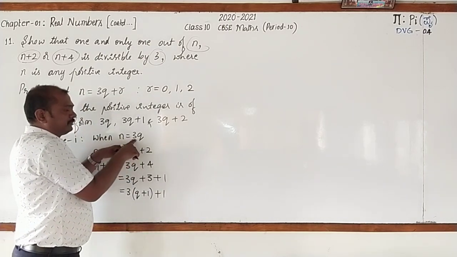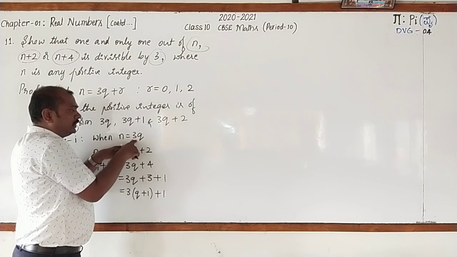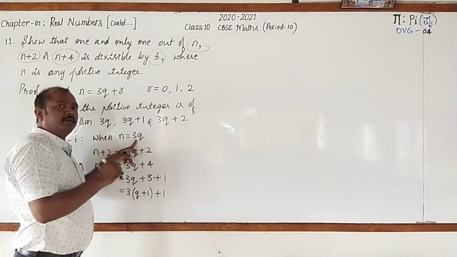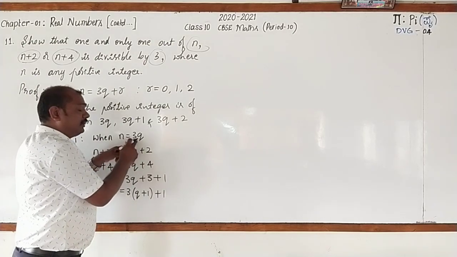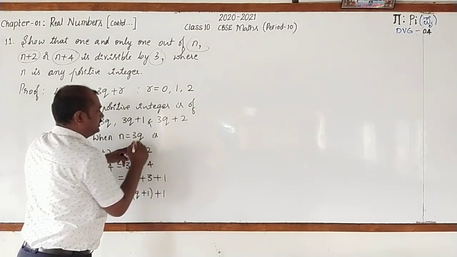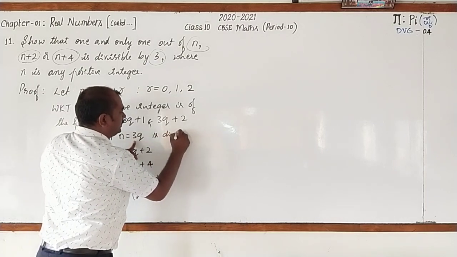The first one, n equals 3q. Is it a multiple of 3? Yes. If it is a multiple of 3, then can we say that it is divisible by 3? Yes. It is divisible by 3.